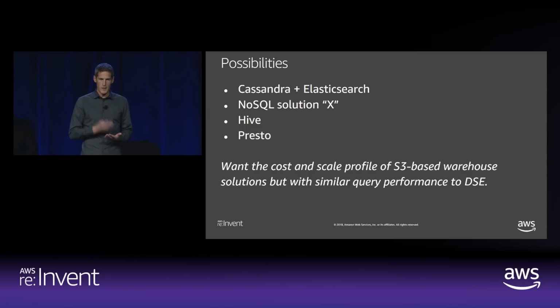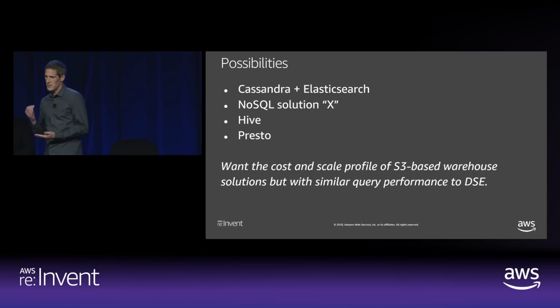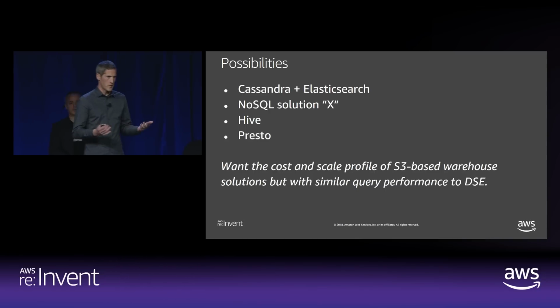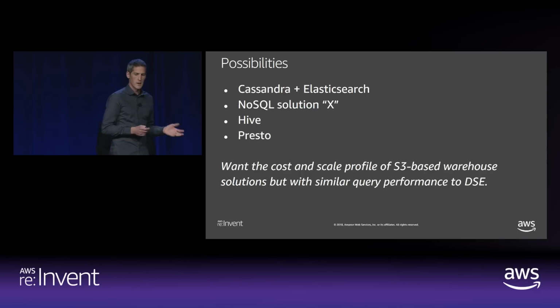We started looking at data lake solutions. They're cost effective and they can do SQL queries. So we looked at things like Hive and Presto. This was before Athena, but we would have considered Athena at the time as well. What we really wanted was the cost and scale of an S3-based warehouse or data lake, but with the query performance that we got out of DSE.